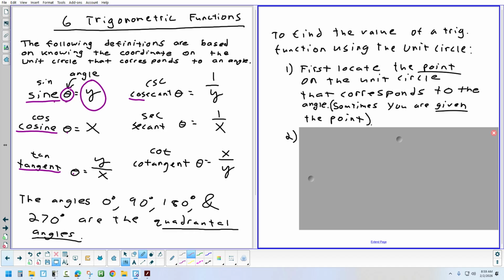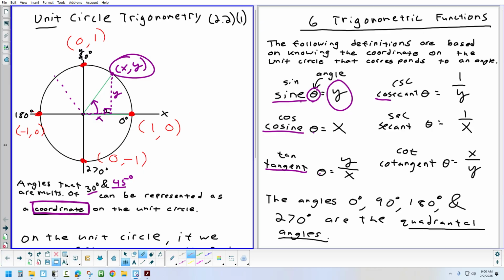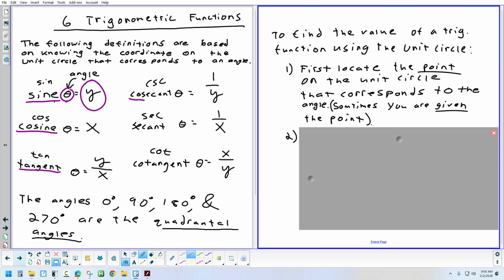Now, you're kind of wondering, what happens if I don't give you 0, 90, 180, or 270? How do you figure out the coordinate? Because I've only given you those 4. Well, today you don't have to worry about that. Anytime that I don't give you the coordinate for today, it'll either be this one, this one, this one, or that one. So you only have 4 to pick from. Tomorrow that won't be true, but for today it is.